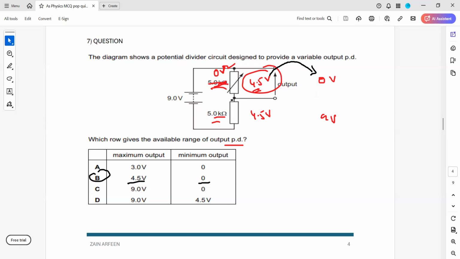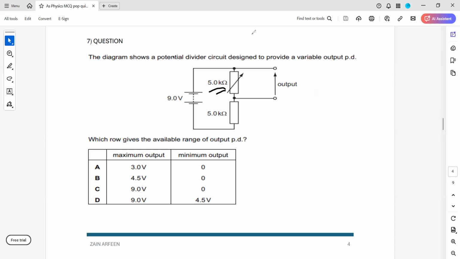Because the other resistor is a fixed resistor. The value of the fixed resistor cannot be changed. Only the variable resistor can be changed. So I can never have 9 volts here. Why can we not have 9 volts here? Because the resistance can never be 0. This is a fixed resistor. If this had a resistance of 0, then a maximum of 9 volts would be here. So practically it is impossible to have 9 volts.